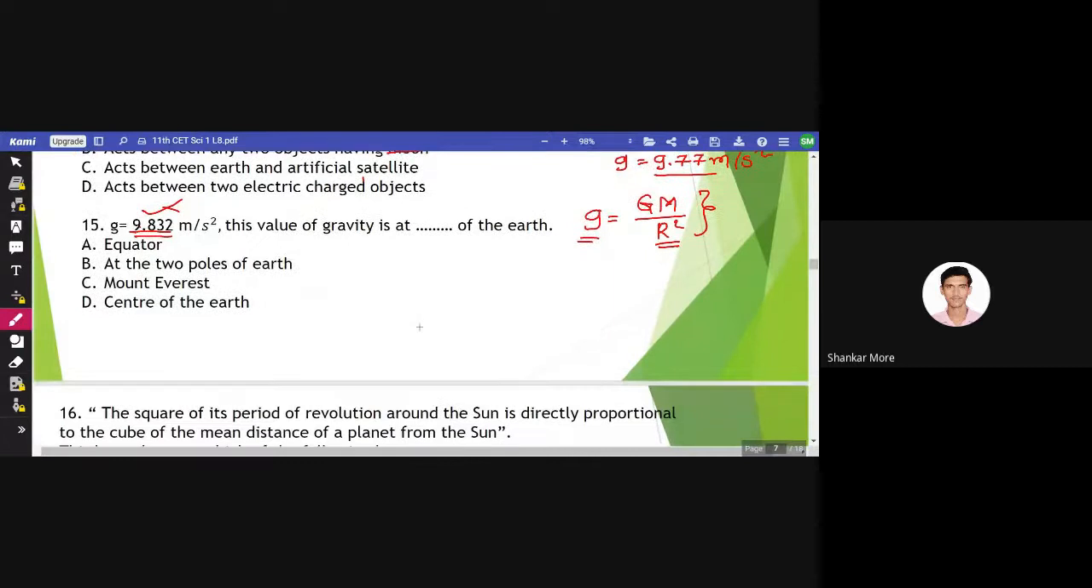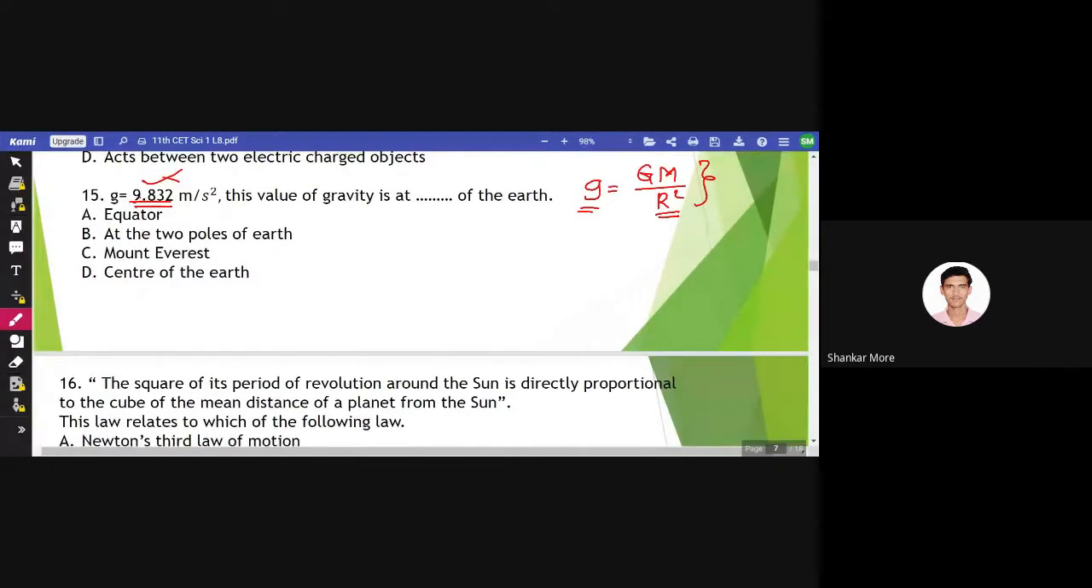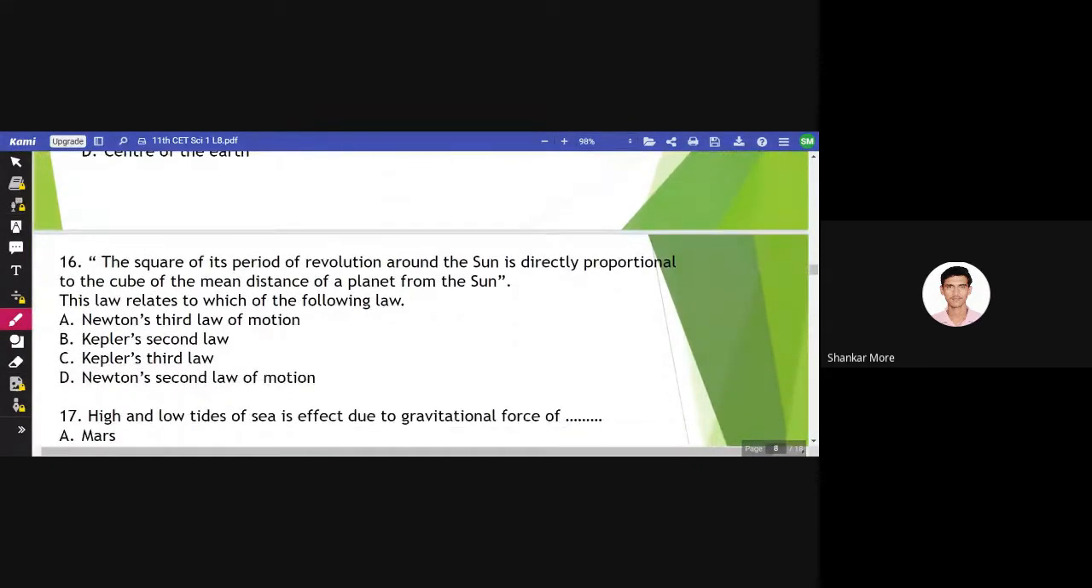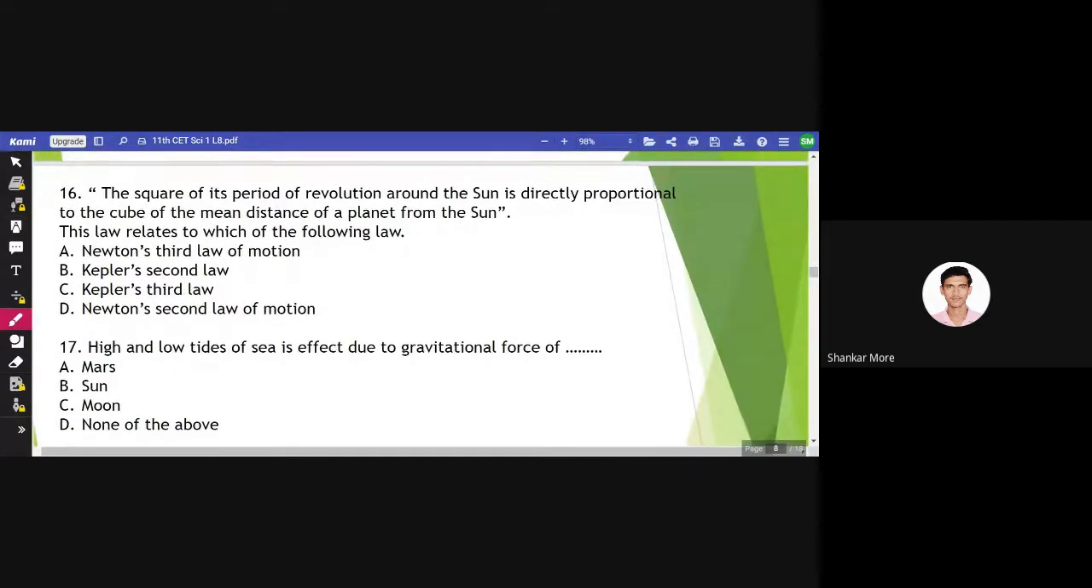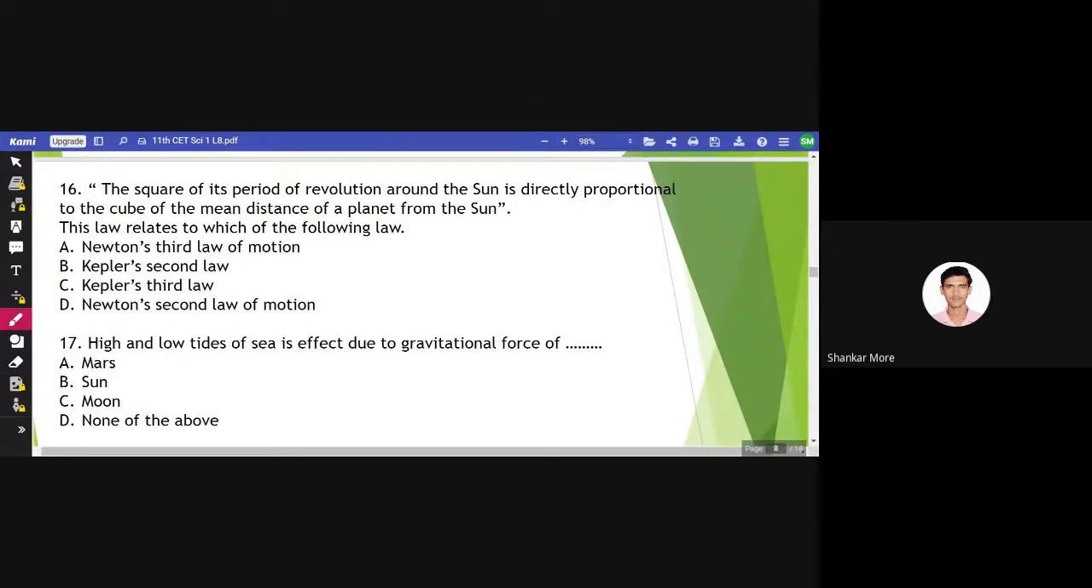15 questions are done. I hope everyone understood. Nobody has any doubt, since nobody has written anything, so I am assuming nobody has any doubt. Okay, the 16th question: the square of its period of revolution around the sun is directly proportional to the cube of the mean distance of a planet from the sun. So this law relates to which of the following laws? Kepler's third law, right? We have already seen two laws, which one is left? The third law. So the answer should be third law. This is the correct answer, C.